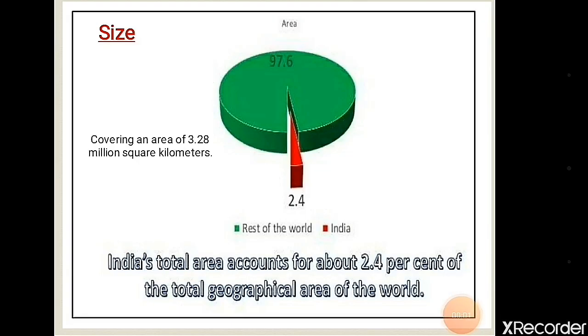The location of India we saw in the earlier part. Now we'll move ahead to look at the size of our country. The figure shown on this slide makes clear how much of the world India acquires. India acquires about 2.4% of the total geographical area of the world. The landmass of India has an area of 3.28 million square kilometers.